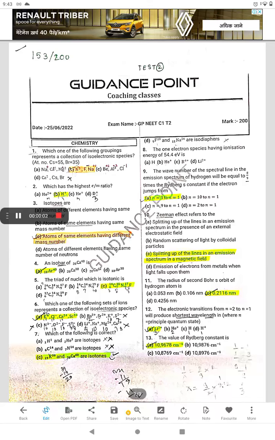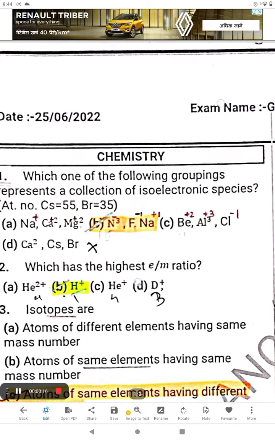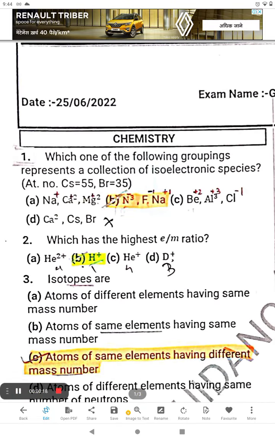Hello everyone, and now we are going to record the mistakes of my chemistry test 2, where I scored 153 out of 200 and the highest was 170 out of 200. So the first question I was wrong with is, which one of the following groupings represents a collection of isoelectronic species?